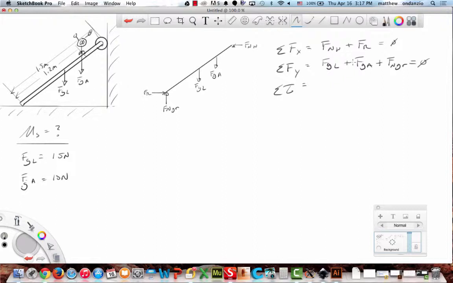The sum of the forces in the y, how many variables are there? There are 3 total variables and only one that we don't know. So could I solve that equation? Yes. Okay. So we can solve that for FNGR, right?